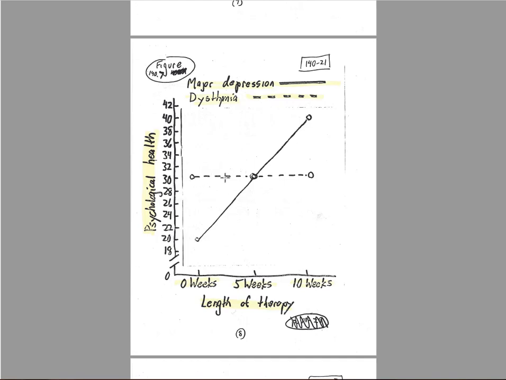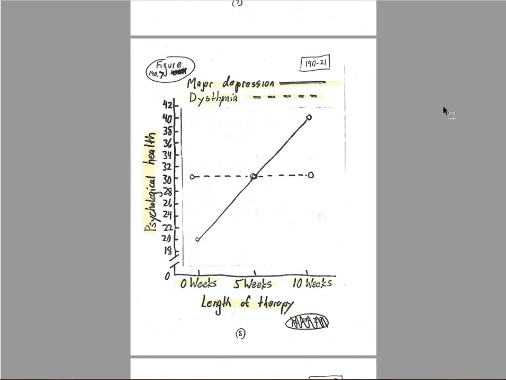So this dashed line represents results for the people who suffer from dysthymia. Now, this figure illustrates a statistically significant interaction effect. It illustrates a statistically significant interaction between length of therapy and type of depression in determining scores on psychological health. Earlier, I said interaction effect is all about the words "it depends." Notice how that's relevant here.